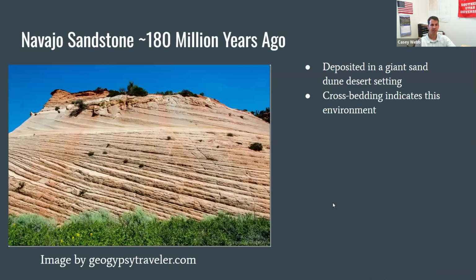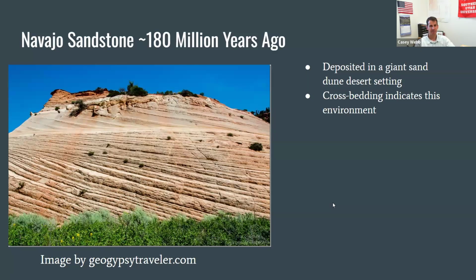All right, so the Navajo sandstone was deposited approximately 180 million years ago. It was deposited in a giant sand dune desert setting. And some of you might be thinking, well, how can you tell that it was a sand dune desert? There are a few fossils in it that might indicate the environment a little bit, but overall, the Navajo sandstone is pretty fossil poor. There aren't a lot of fossils in there telling what the environment was like.